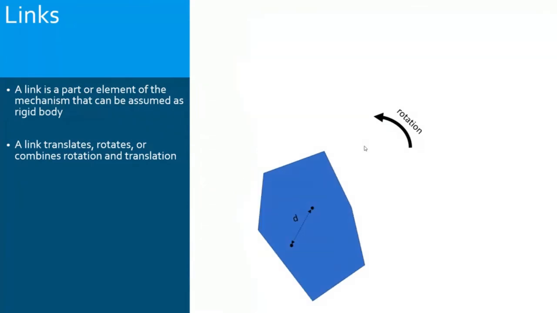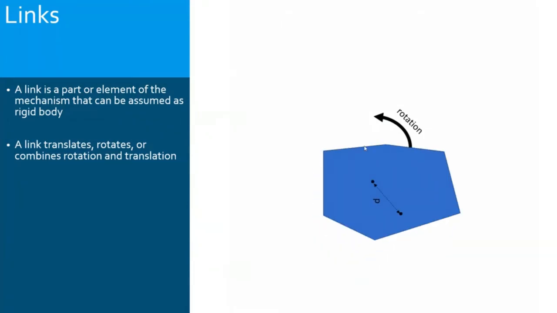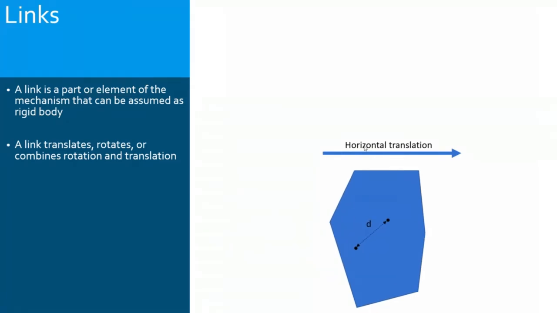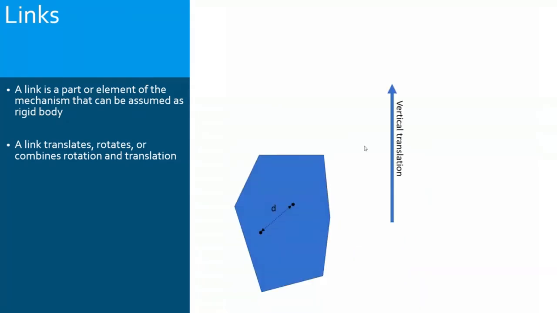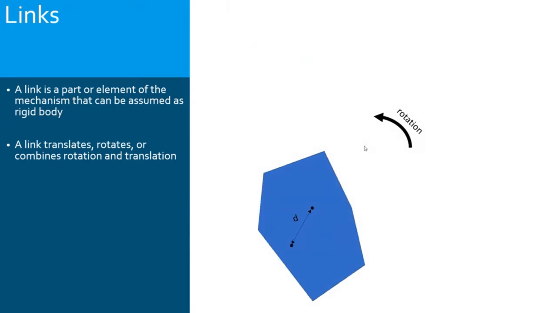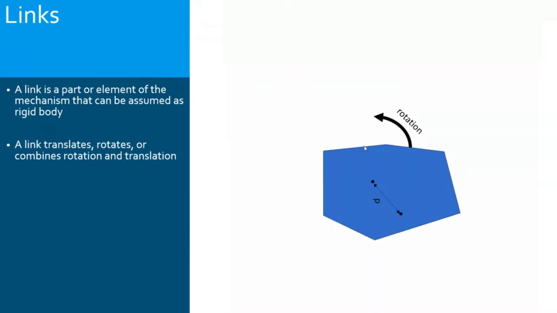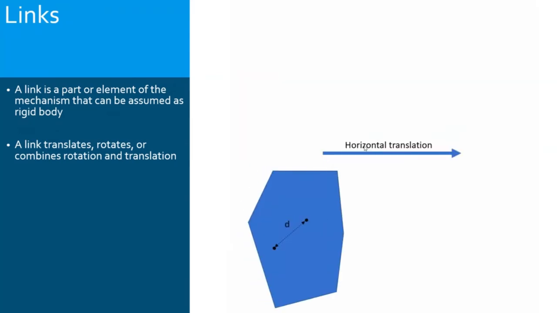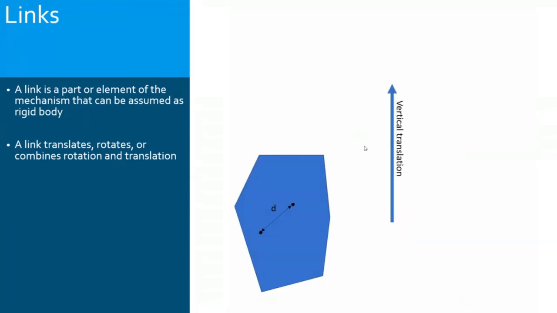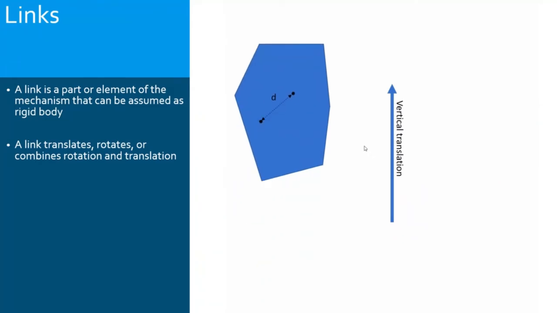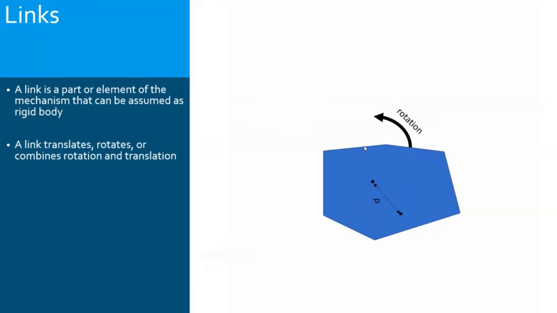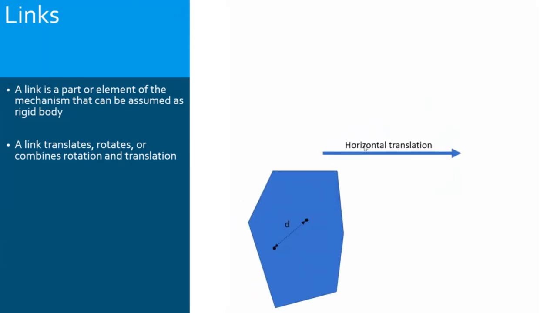So in planar motion, a link can translate or rotate or combine the two. There are three elementary motions: the horizontal translation, the vertical translation, and of course, the rotation, which is about the axis going out of the plane. Any other motion of the link is a combination of these. It can be a combination of two translations, a combination of one translation and one rotation, or a combination of all three elementary motions: the two translations and the rotation.